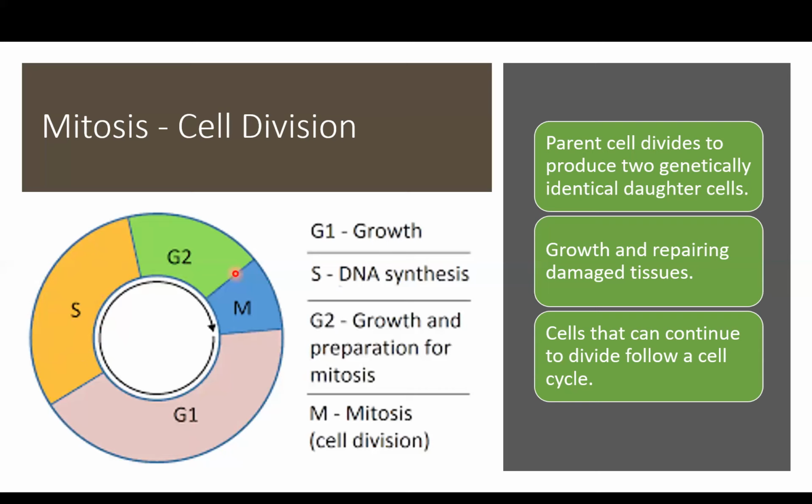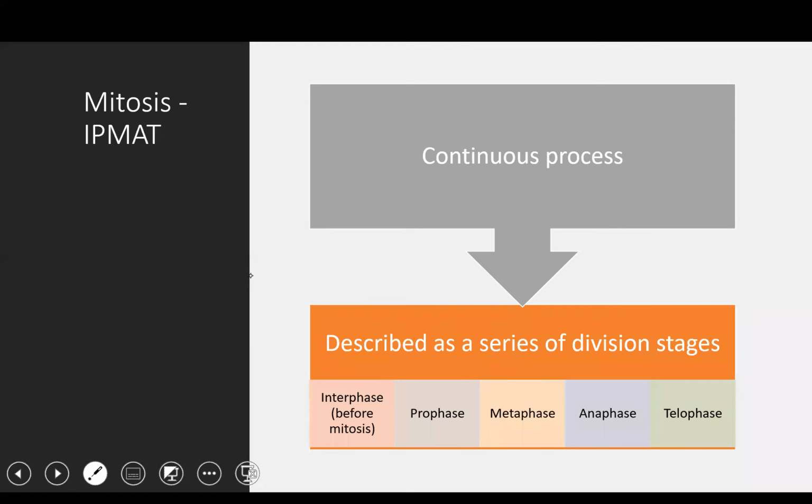Then we've got G2, which is gap phase 2. And this is growth and preparation for mitosis. So the cells are going to keep growing at this point, and proteins that are needed for cell division are made here. And then we go on to mitosis, and the cell cycle starts and ends in mitosis. So mitosis has 4 division stages. Mitosis is really just one large continuous process, but we describe it as a series of division stages.